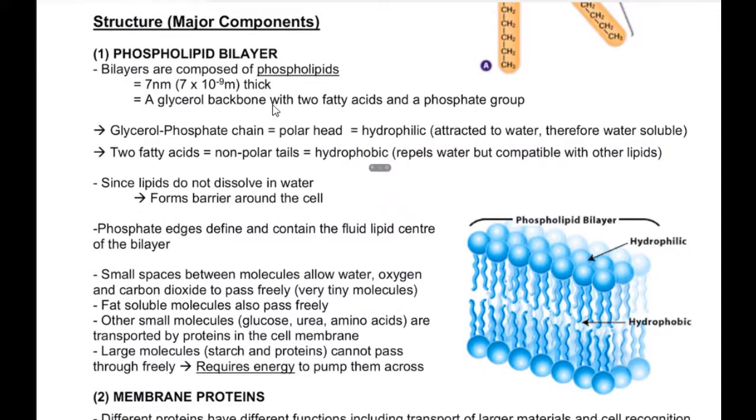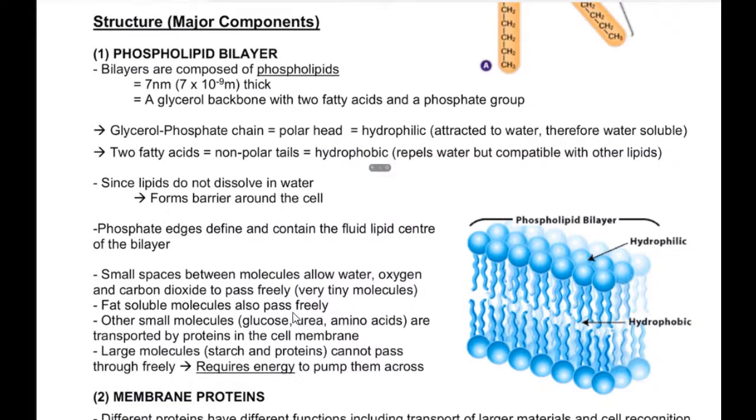You have a glycerol backbone with the 2 fatty acids and the phosphate group, like you see in the picture above. Remember that lipids don't dissolve in water because they are nonpolar, and that's going to form this barrier around the cell. The phosphate edges define and contain the fluid inside and separate it from the fluid outside. There are little tiny spaces, because these are physical objects, right? There are little tiny spaces that very small molecules are able to pass through.